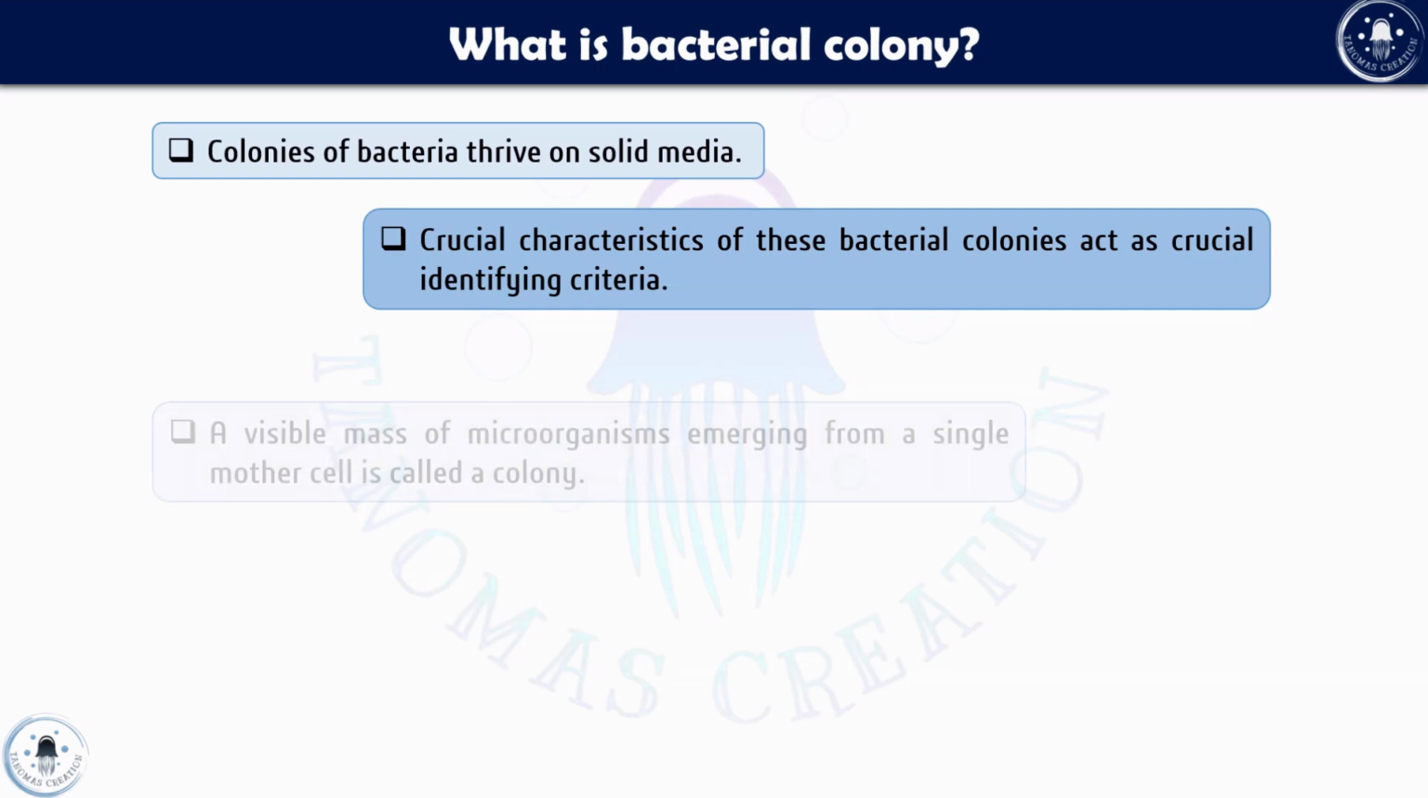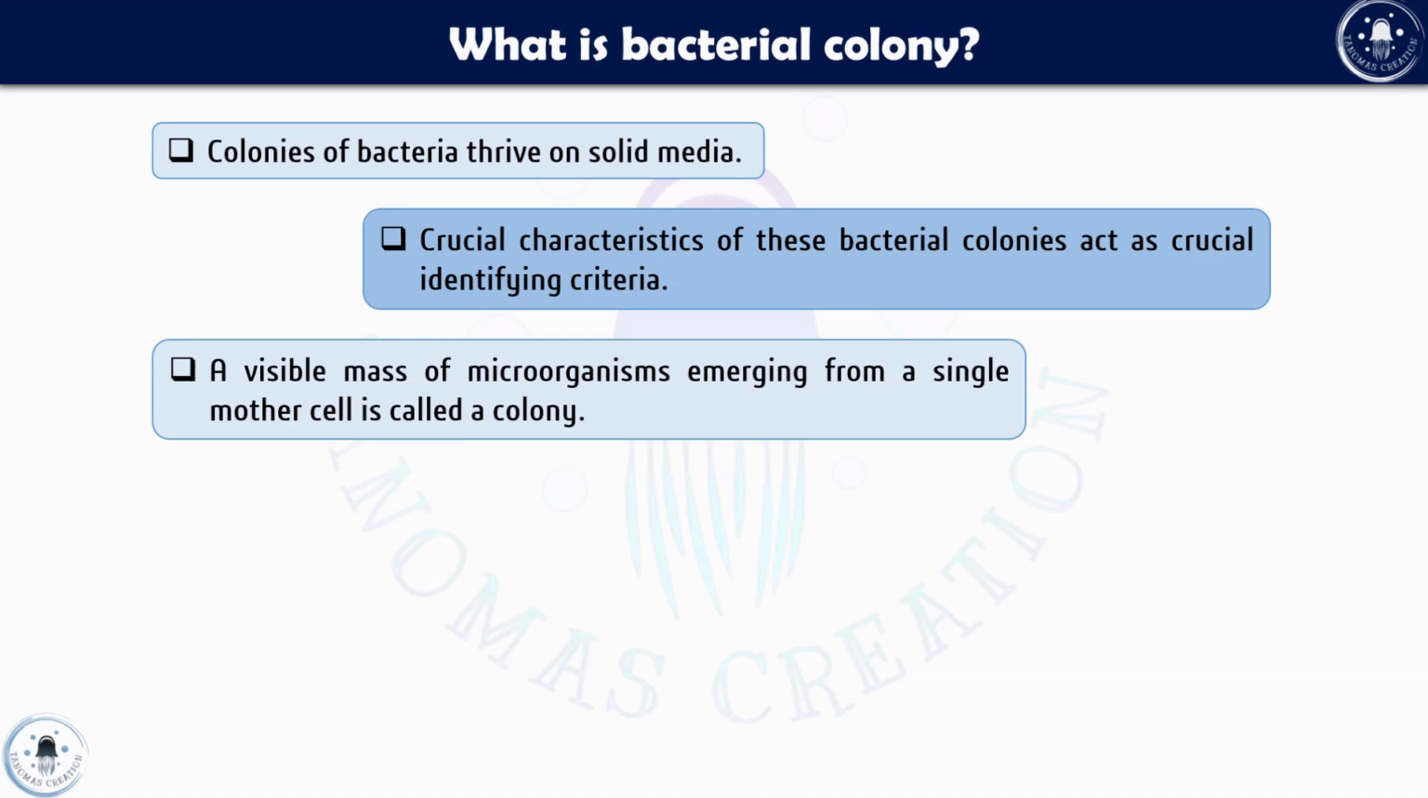So, what is a colony? It is a visible mass of microorganisms that emerges from a single mother cell. When you grow a culture on the plate, there is a single bacterium. From that single cell, it goes on dividing in the form of 2 to the power n, and they form a group of microorganisms together, which will be a visible mass. That visible mass of microorganisms is called a colony.